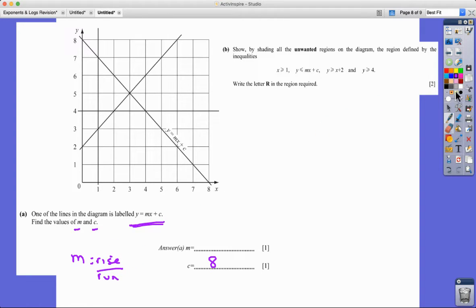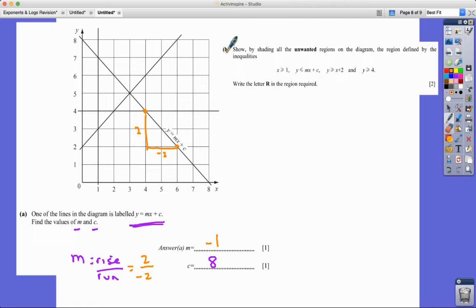So if I go and have a look at what my rise is and my run, if I take 2 points on this line, my rise there is 2. My run is heading that way because it's a negative gradient, -2 to go from 6 to 4. So my rise over run is 2 divided by -2. So I think my m is -1 there.